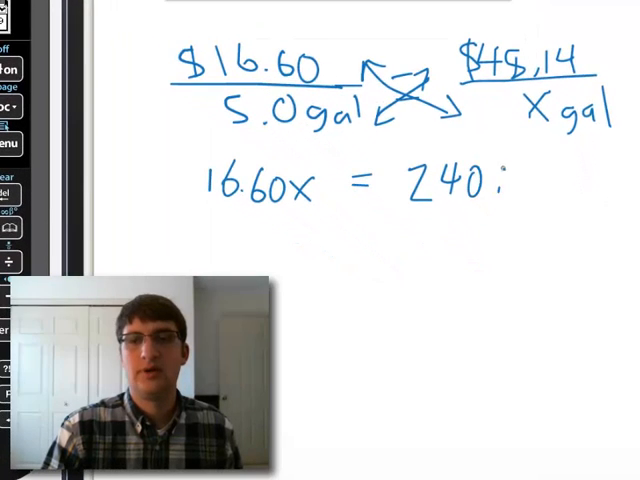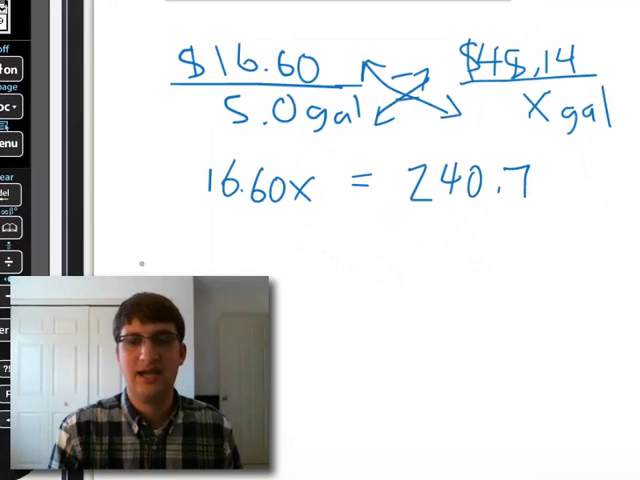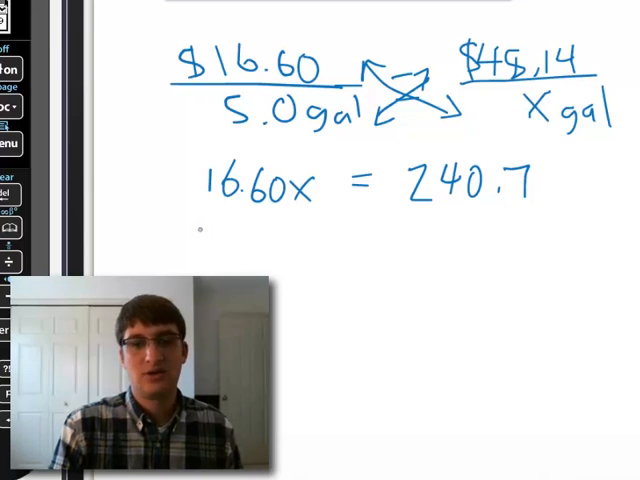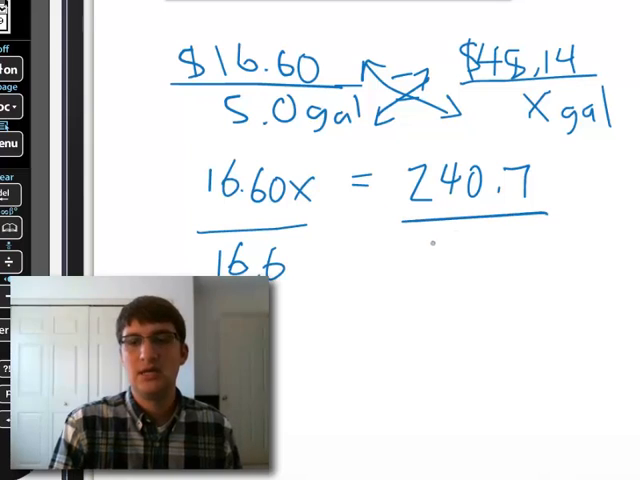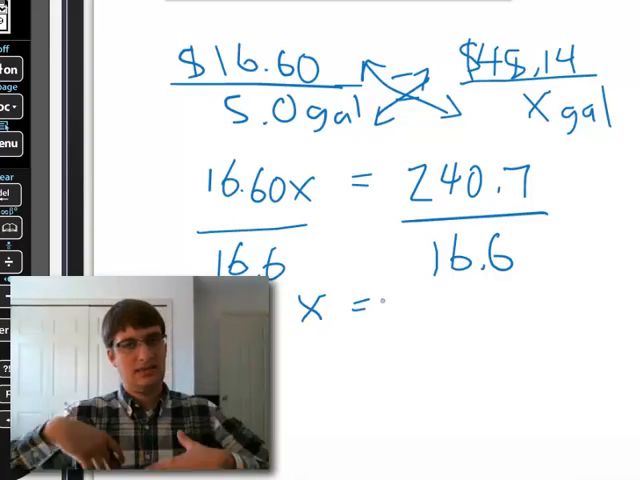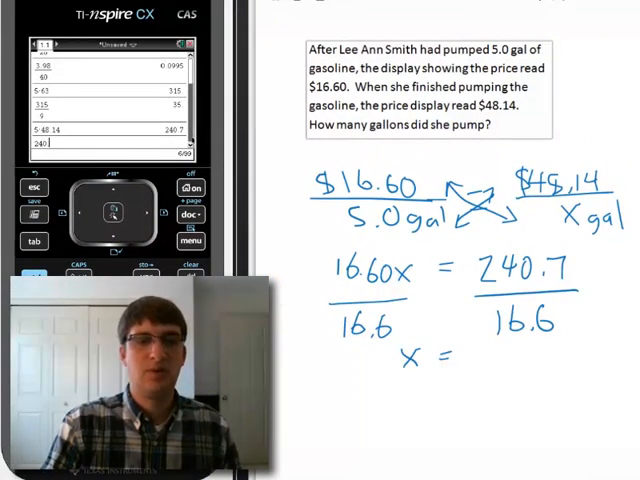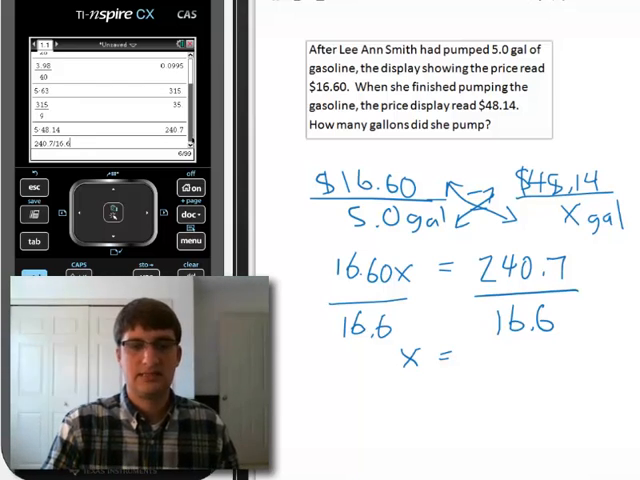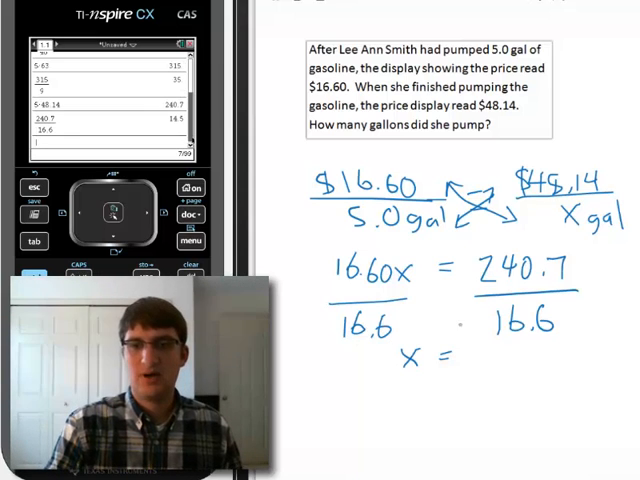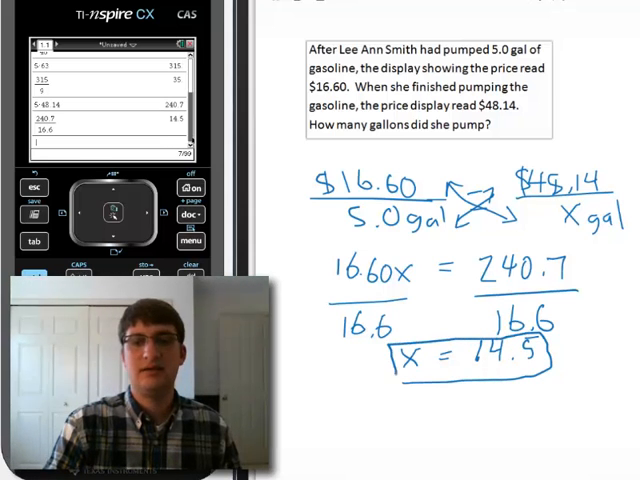240.7. All right, now solving, we're going to divide each side by 16.6 or 16.60, depending on what you want to do. You really don't have to use that 0 if you don't want to. And that's going to solve for how many gallons we actually pumped at the end of our pumping session. All right, so let's go ahead and do that. 240.7, and we're going to divide that by 16.6. And the answer to our problem is 14.5, and that's going to be in gallons of gas, okay?